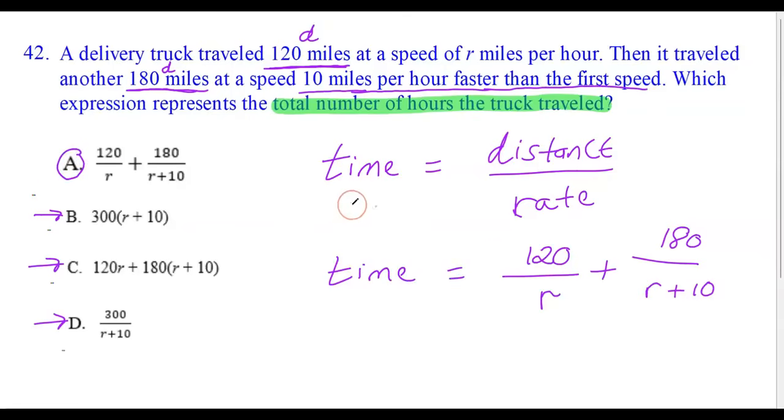However, if I were taking the test, I would have stopped right here. Once I had this 120 divided by r and I saw that only in answer choice A, I would have circled A and moved on.